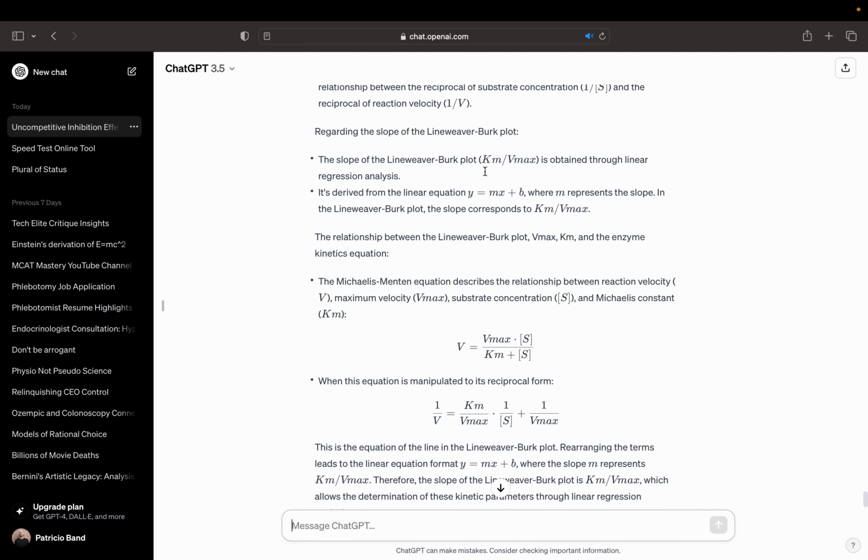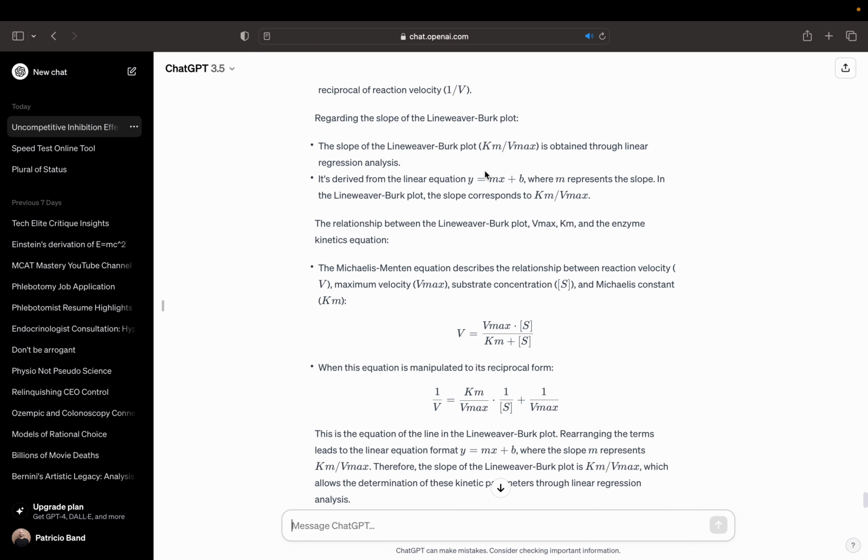Regarding the slope of the Lineweaver-Burk plot, Km over Vmax, it is obtained through linear regression analysis. It's derived from the linear equation Y equals MX plus B. This is what you see, where M represents the slope. In the Lineweaver-Burk plot, the slope corresponds to Km over Vmax.